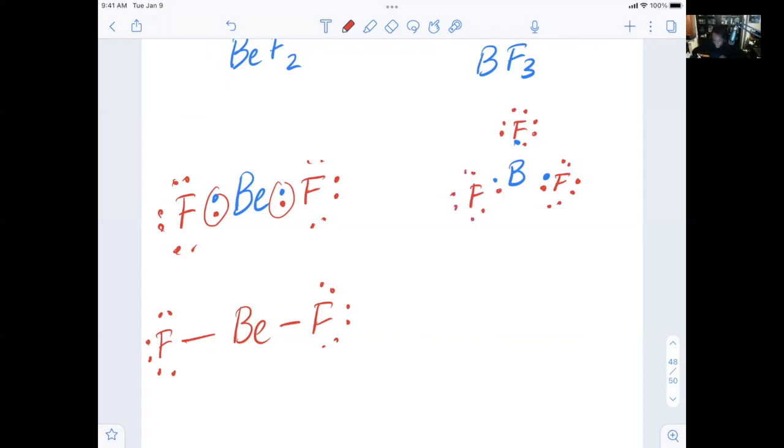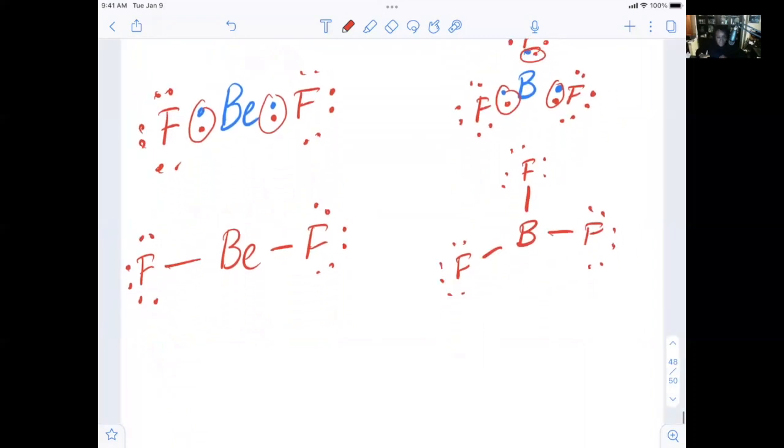Okay. So from here we have boron in the middle. These are the bonds: bond, bond, bond. Fluorine, 1, 2, 3, 4, 5, 6. Fluorine, 1, 2, 3, 4, 5, 6. Fluorine, 1, 2, 3, 4, 5, 6. You can see right here, going back to the total number of electrons surrounding the central atom, boron is surrounded by 6 electrons. And then beryllium, 4 electrons, boron 6 electrons.